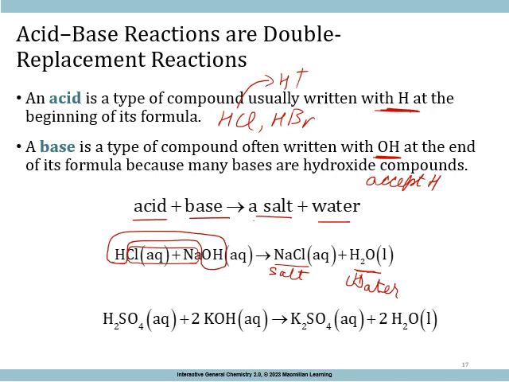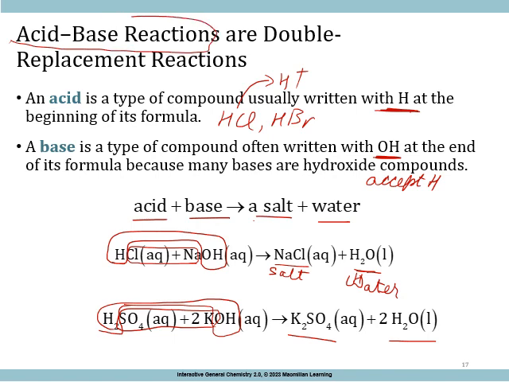Another example is this. Again, H2SO4 is an acid. It would react with KOH, the base. So H and OH will make a compound which is water, and K and SO4 will make a compound which is K2SO4, which is a salt. So this is an example of double displacement, but specifically these are called acid-base reactions, which are also called neutralization reactions.